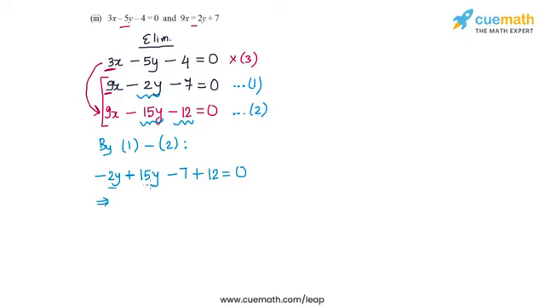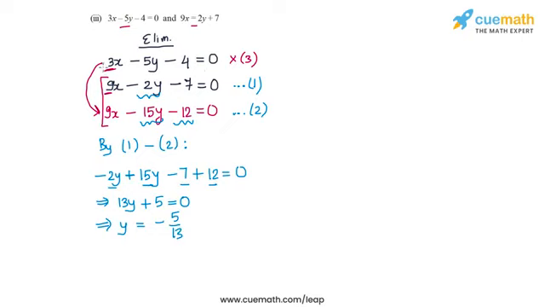So this gives me minus 2y plus 15y is 13y, and minus 7 plus 12 is 5. So 13y plus 5 is equal to 0, or y is equal to minus 5 by 13. So this is the value of y, and now let's find the value of x using this.